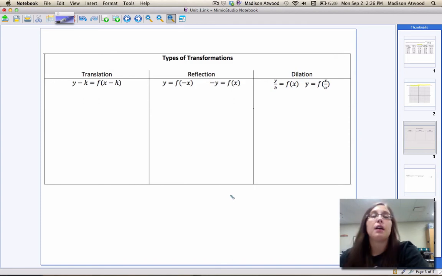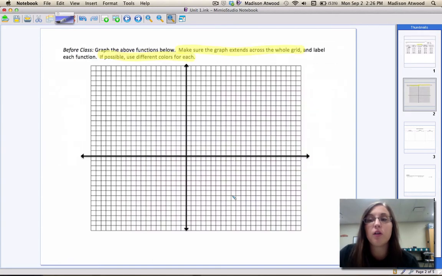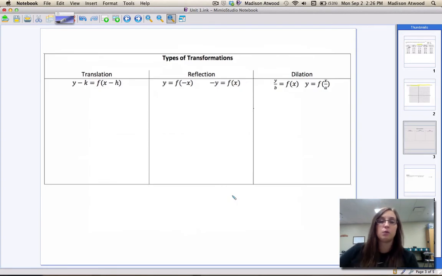Okay, after the investigation that you did in class, hopefully you have a little bit better of an idea of the different types of transformations that can occur to our parent functions that we talked about. So recall in the last video we talked about 4 different types of parent functions that we were going to talk about during advanced algebra. So we have linear, quadratic, radical, and absolute value. And those 4 functions are the 4 that we're going to focus on when we're talking about these transformations.